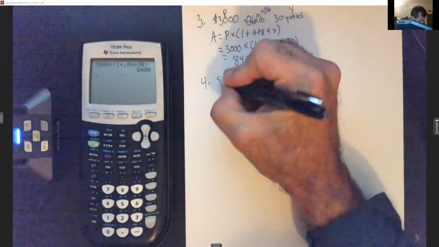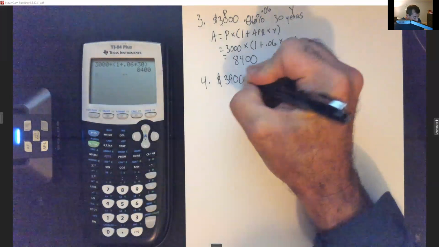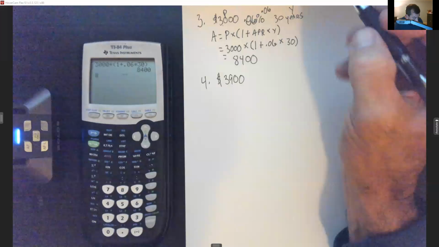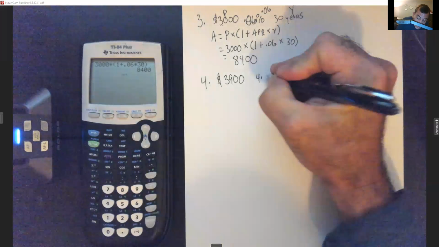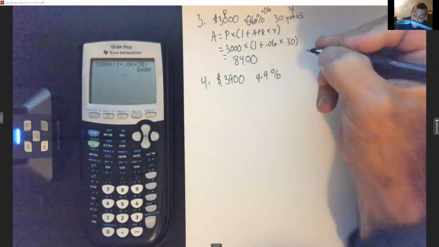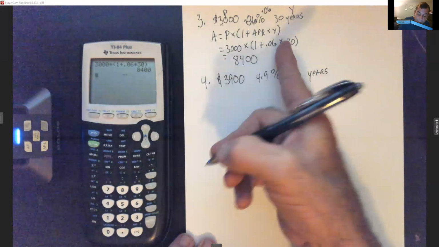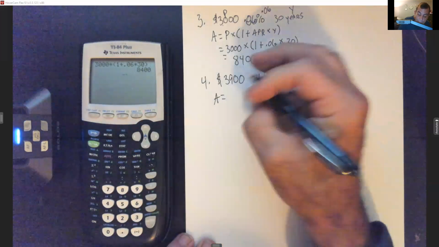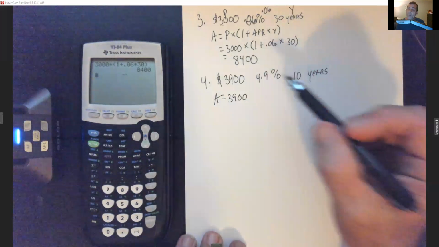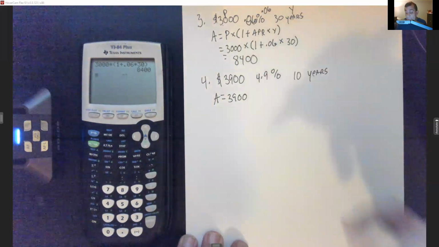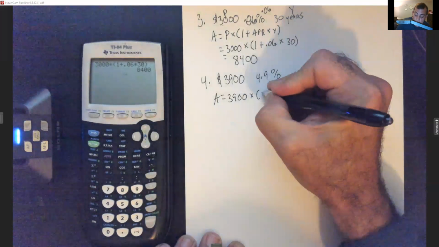They're going to invest $3,900 in an account with an annual interest rate, which is simple interest, of 4.9% for 10 years. So once again, I'm going to use my simple interest. A equals 3,900. And remember, you'll know to use this formula because the other formula, they're going to give you those compounds, which is that N, okay? All right, so multiply this by 1 plus APR.